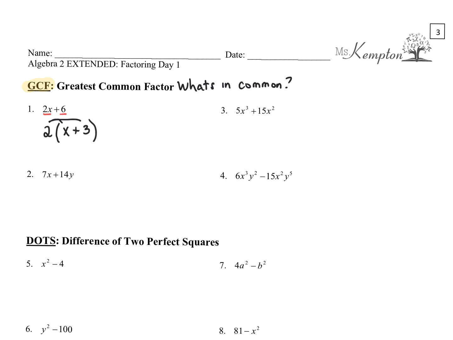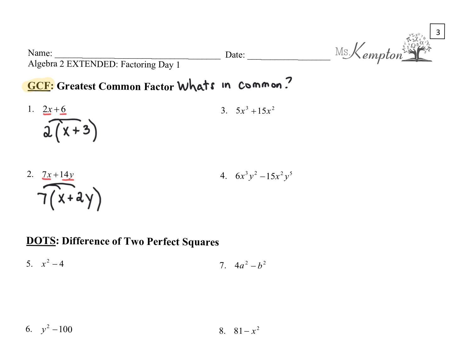All right, question 2. What's in common between a 7x and a 14y? Both are divisible by a 7. So you're going to pull it out. 7 times x, and then a 7 times 2 gives you 14, but you also need that y.